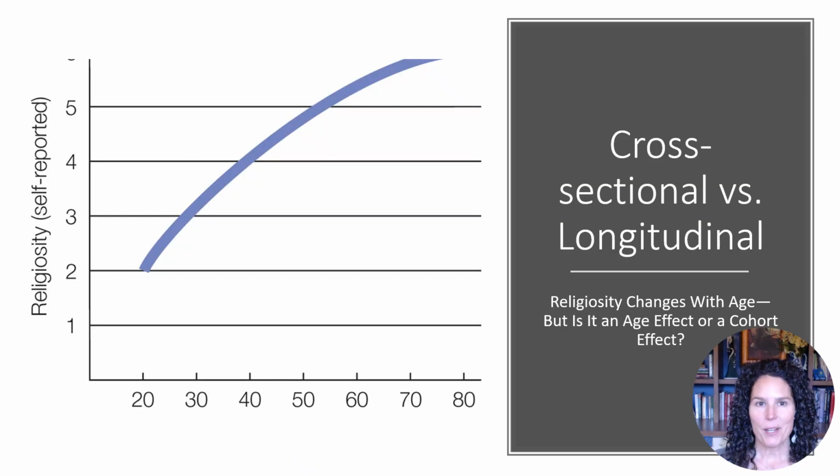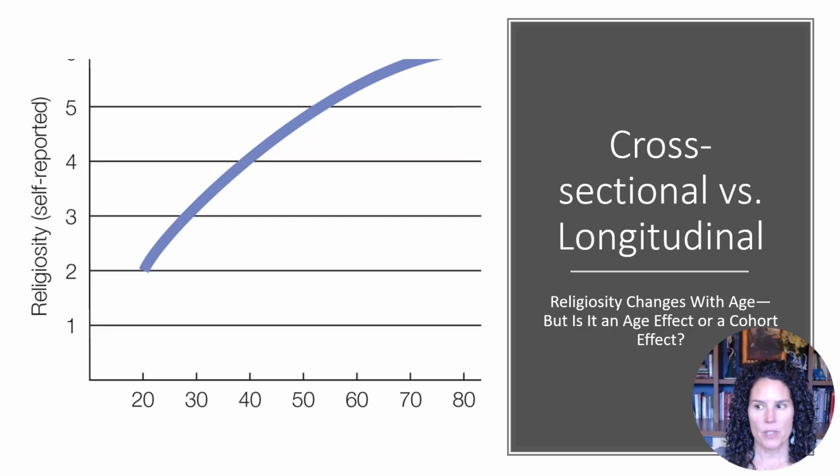Okay, you've probably also heard about cross-sectional versus longitudinal. Cross-sectional is where we just gather data for one point in time. And longitudinal is where we take a group of people and gather data from them over time, whether that's quantitative or qualitative.